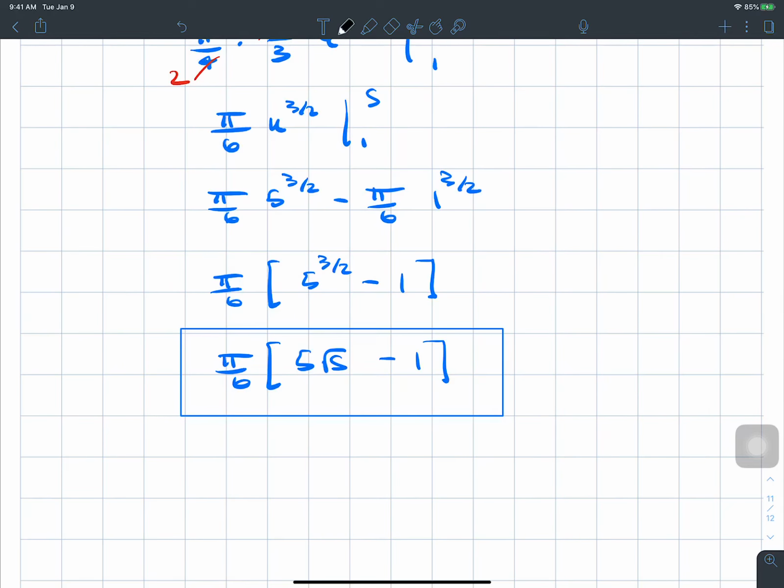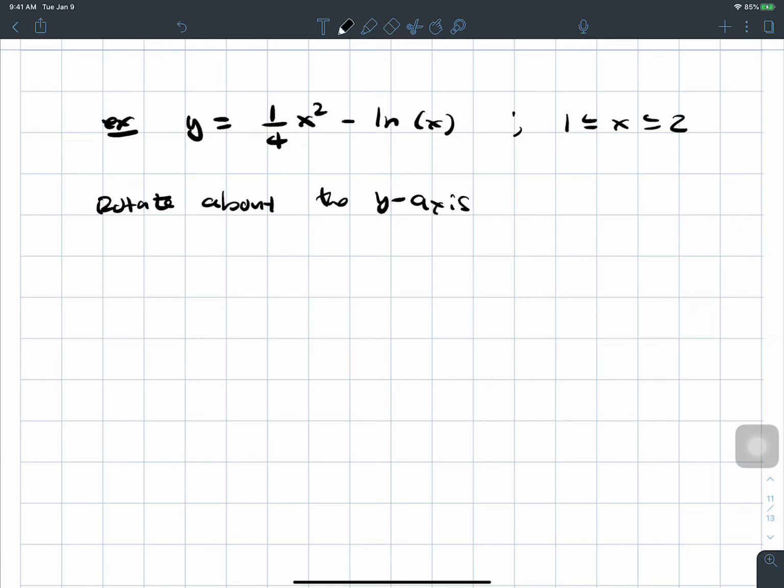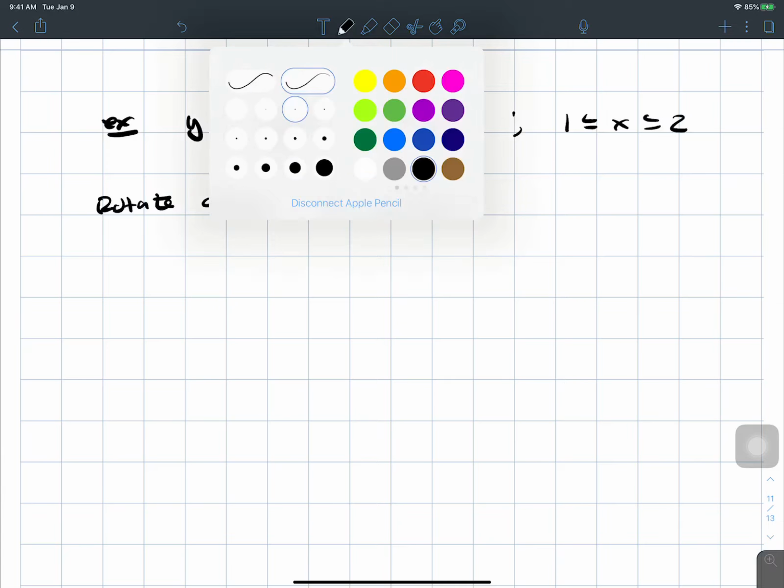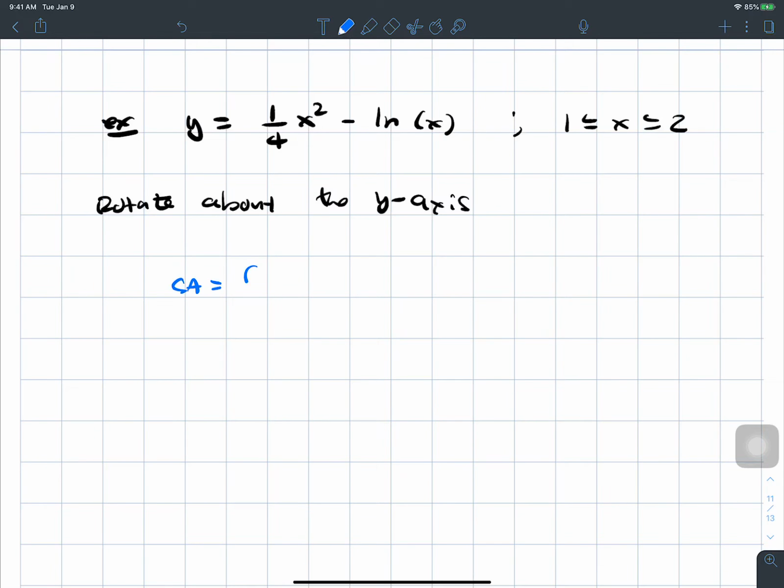y equals 1/4 x squared minus natural log x, where x goes from 1 to 2. Remember, we're going to rotate still about the y-axis. Okay, so remember our surface area formula: 2 pi r ds. What is r? Here's what we're looking for, the r value.